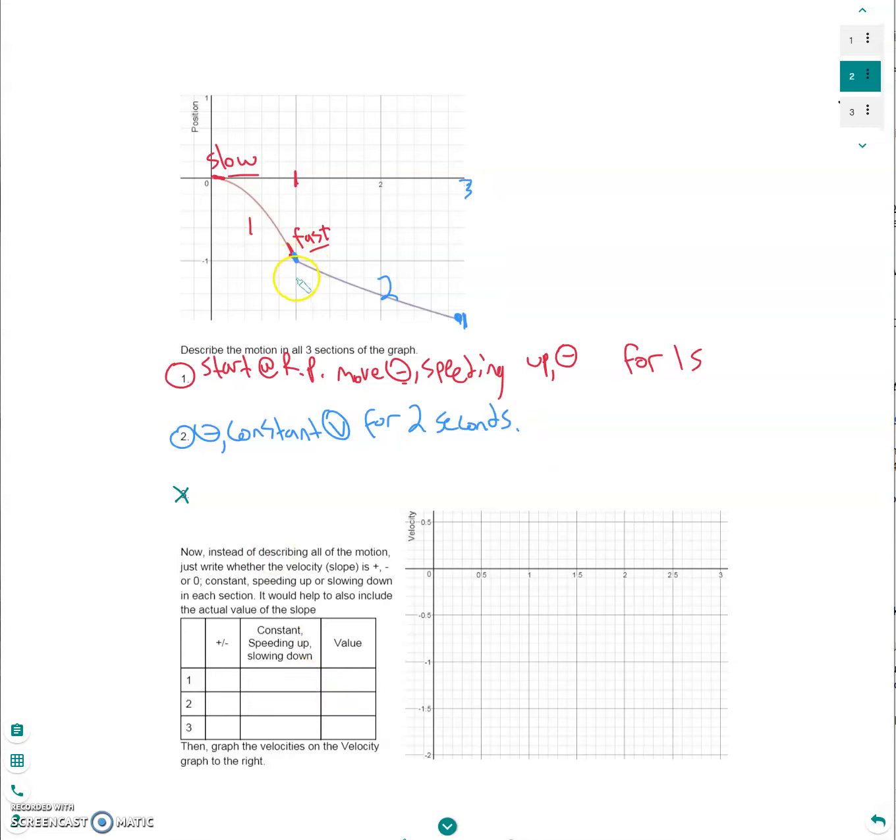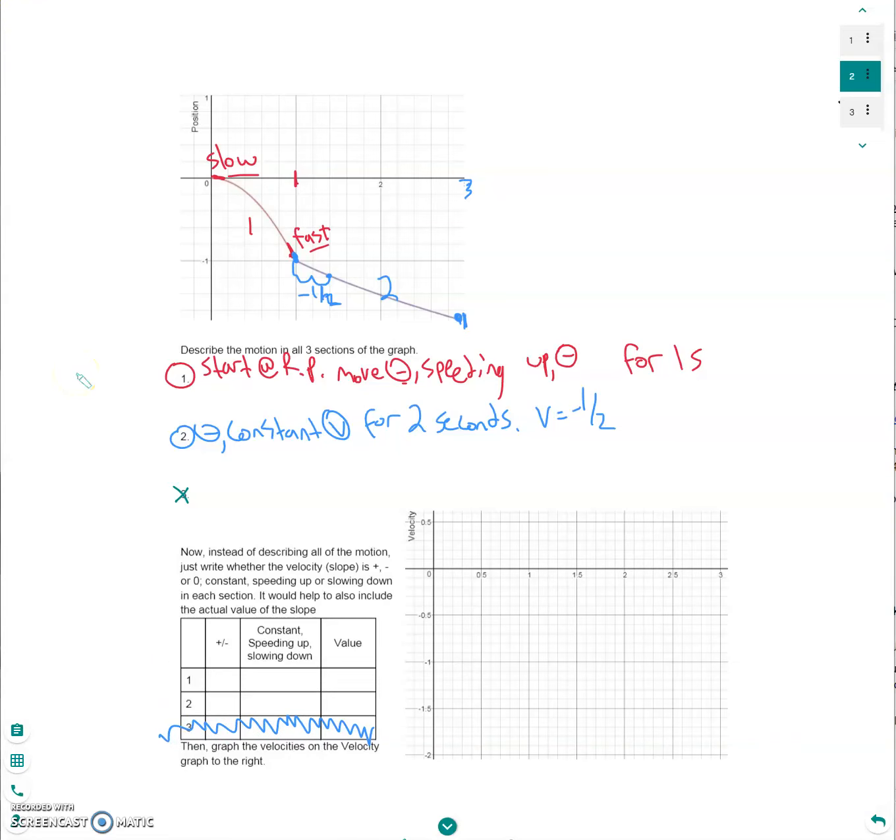What's the value of this velocity? Let's do the rise over run. We go down 1 over 2, so it's -1/2. So that's quite slow. So velocity equals -1/2, right? And then again, we are not going to need this third part down here. And I'm going to give you a second here to try and figure this out on your own. Then we're going to put it on the graph.